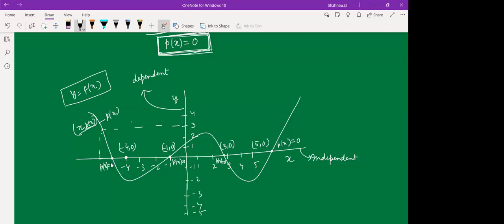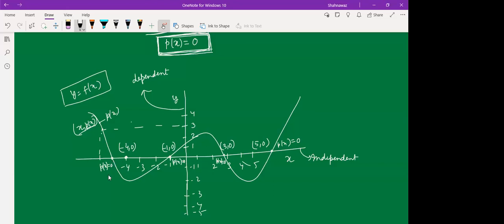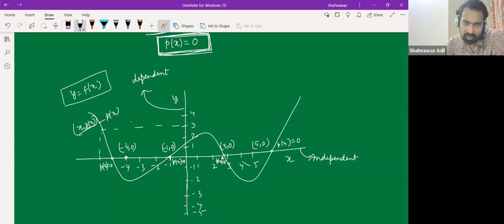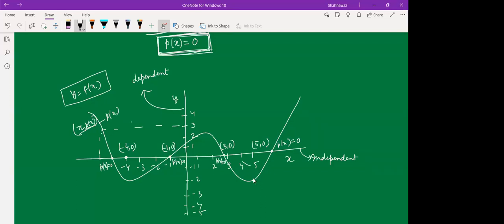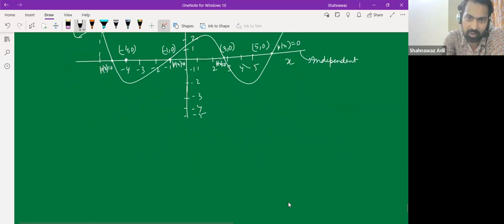Yes. So if I ask you how many zeros there are for this graph, by looking at this graph you can see that it is cutting the x-axis at these points. At these points my px is 0, so I can say that the zeros are 1, 2, 3, and 4. Is this clear to you guys? Yes, sir. So this is how we define or represent the zeros of the polynomial.